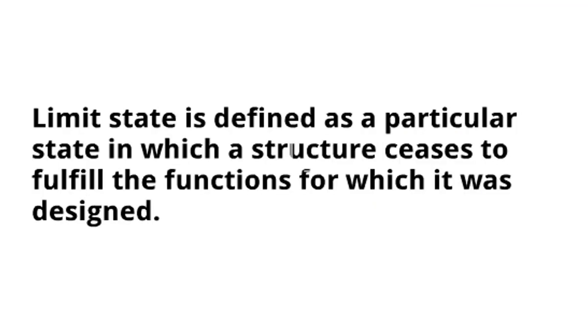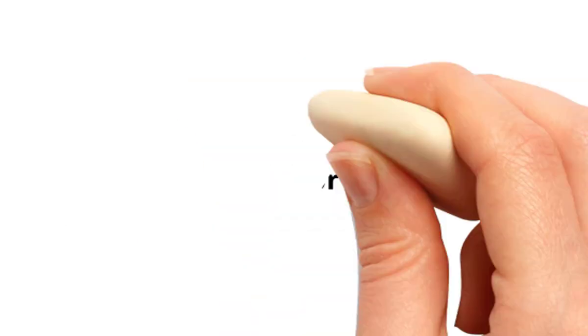You see, limit state is defined as a particular state in which a structure ceases to fulfill the functions for which it was designed. So, what is the function or what are the functions for which we design a structure? There are two in number. We design it for durability and also we design it for safety. These two work hand in hand.